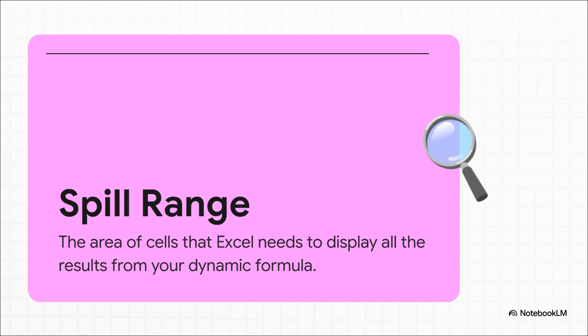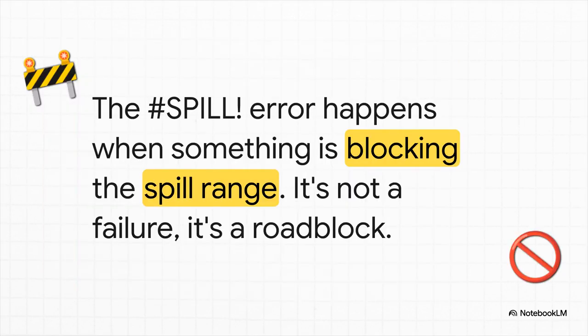Think of it like a water fountain. The water needs an empty basin to, well, spill into. And that is the whole key right there. The hashtag spill error is just Excel literally screaming at you, hey, I've got all these answers for you, but I have nowhere to put them. Something is in my way. It's not a failure, it's just a roadblock.